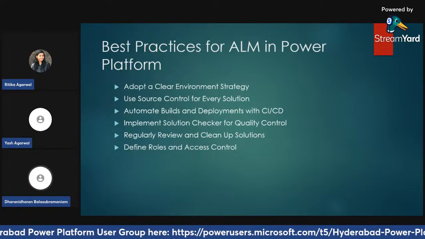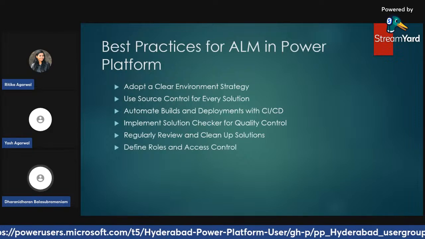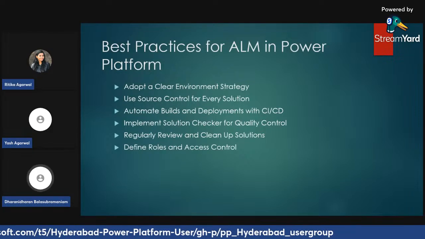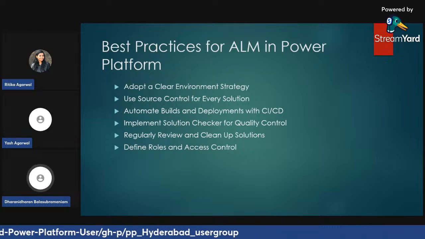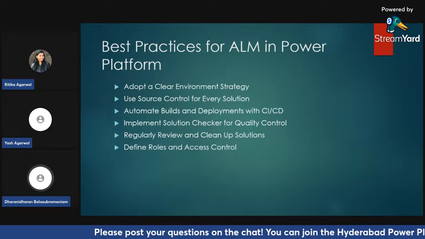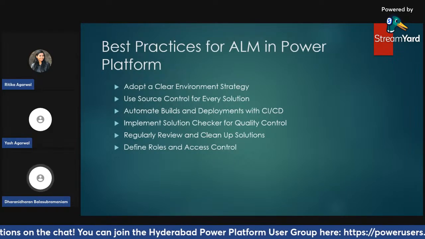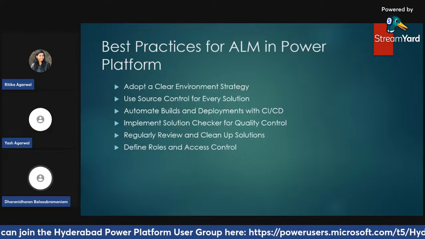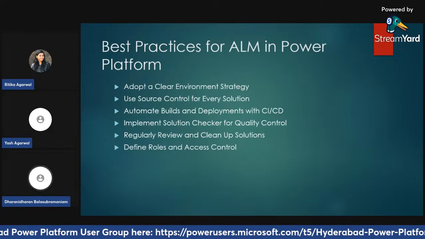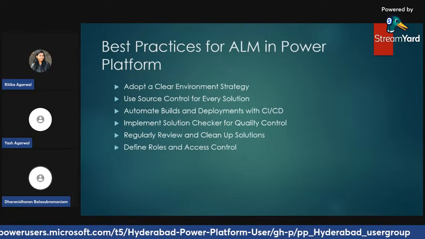So in summary, successful ALM in Power Platform relies on a clear environment strategy, consistent use of source control, automation with CI/CD, regular solution checks, cleanup, and strong governance. These are all very key things for a successful ALM process in Power Platform projects. By following all these best practices, we can create a very reliable, efficient process that maintains our solution in high quality, and also gives a secure, error-free solution.